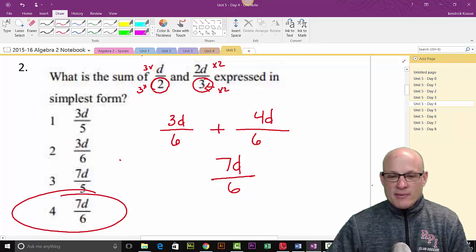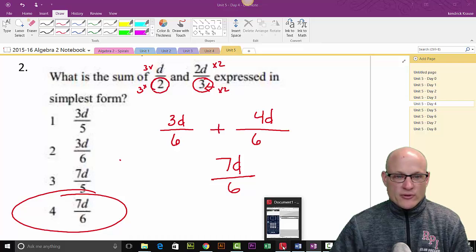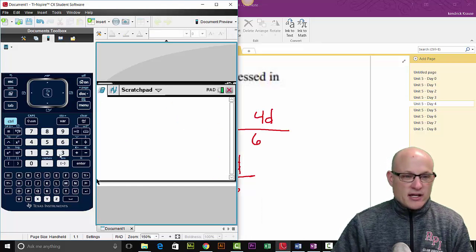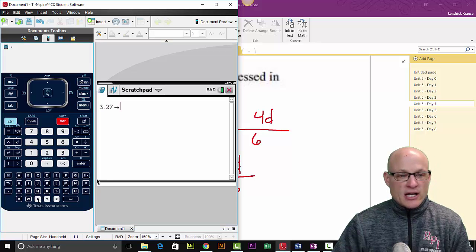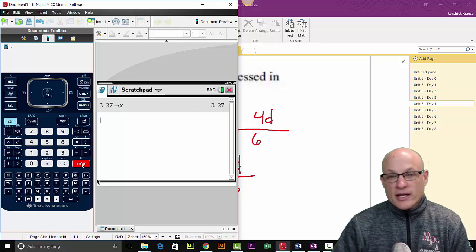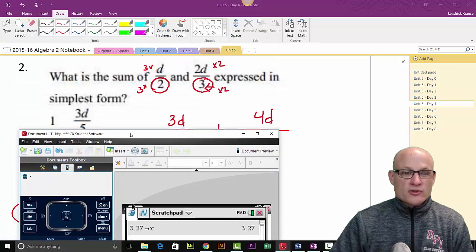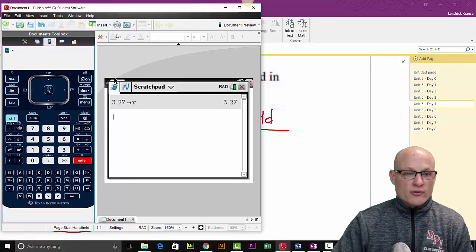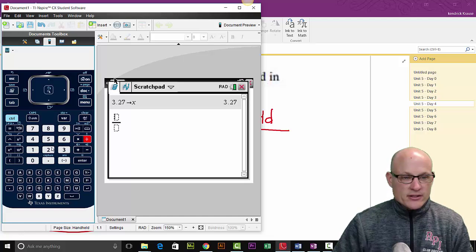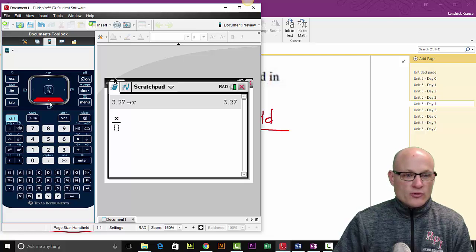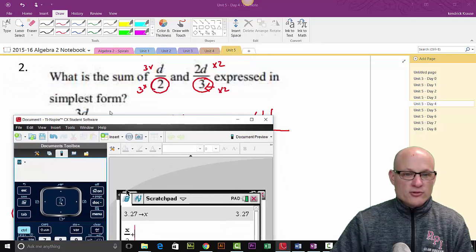Now, let me cheat a little bit. Let me remind you of a few things. I can take any value. Let's take 3.27 and store it into x. And if you remember correctly, I like using weird values because it normally helps out. Now, it said the sum of D over 2 and 2D over 3. So I used x. I should have used d, but it doesn't matter. What was it? x over 2 plus, I have no idea, I forgot. 2x over 3.